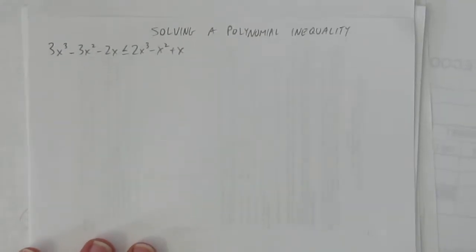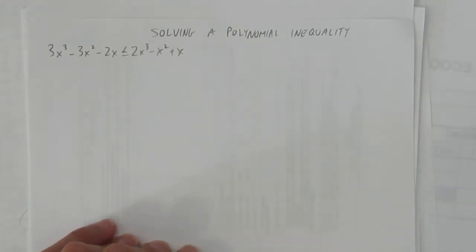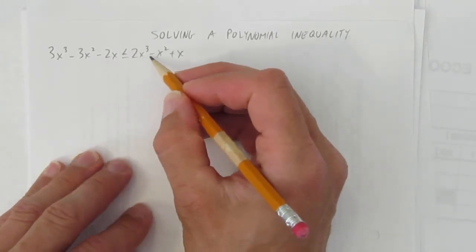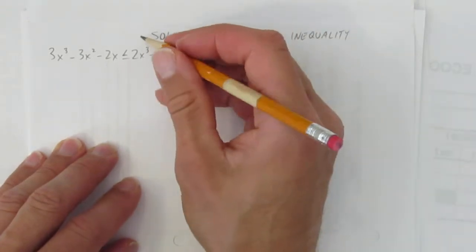In this video, we'll look at solving a polynomial inequality. The inequality we're given is 3x cubed minus 3x squared minus 2x is less than 2x cubed minus x squared plus x. First thing we want to do is get everything to one side.